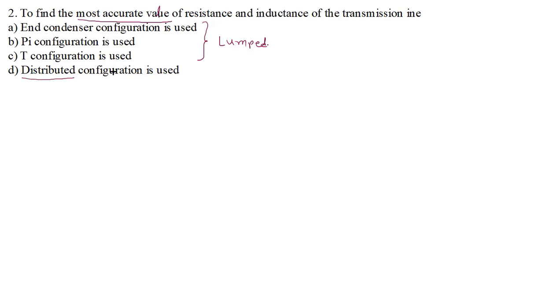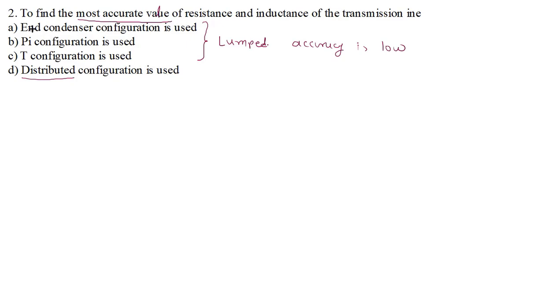So what is the difference between lumped and distributed? In case of lumped parameter, we assume that the various values like R, L, C, G are present only at a few locations. So it is called a lumped parameter model, and it is the approximate model. In order to simplify our calculations, we assume that they are present only at a few locations, and the accuracy of this method is low. Whereas the most accurate method is the distributed configuration, where we assume that all the line parameters R, L, C, G are present throughout the line length, so they are distributed.